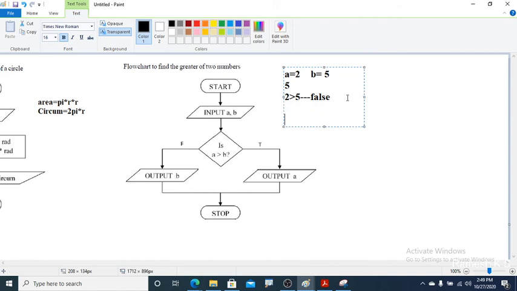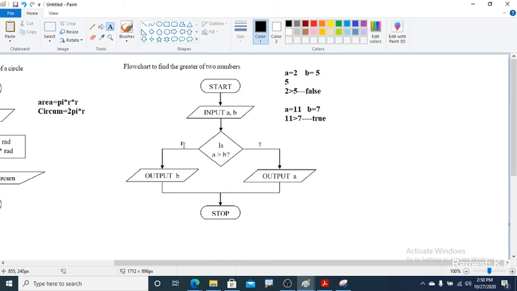Let us take one different example. I am taking 11 and 7. A is 11 and B is 7. With these A and B values inputted, we check the condition here. Is 11 greater than B, which is 7? Yes, 11 is greater than 7. It is true. So it won't move in this direction; it will move in this direction and print A.